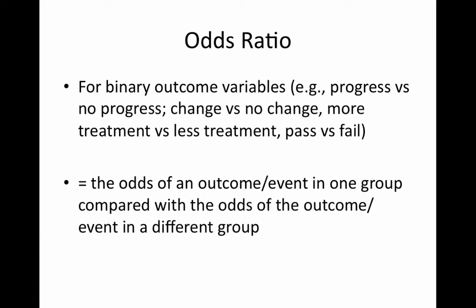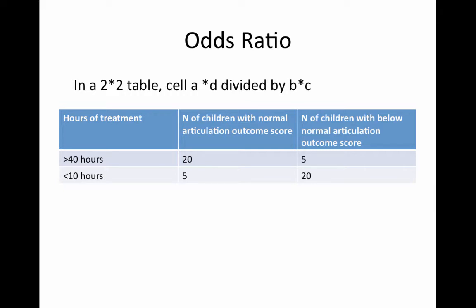The odds ratio is used for binary outcome variables. For example, progress versus no progress, change versus no change, more treatment versus less treatment, and pass-fail. It equals the odds of an outcome or event in one group compared to the odds of the outcome or event in a different group. So you take group 1, the odds of the outcome, and you divide it by group 2, odds of outcome.